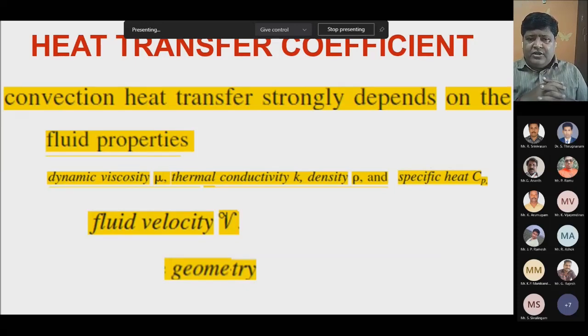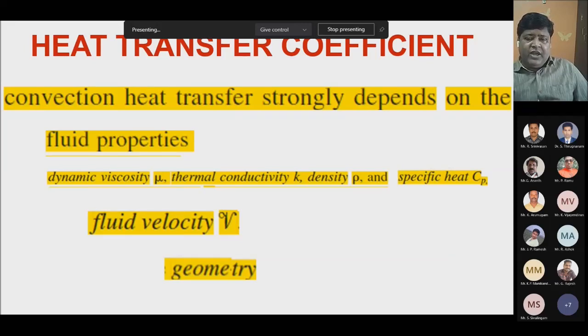So to consolidate, we can say the h depends on fluid property, flow property, and geometry. So that is mu, k, rho, Cp, and V. And the geometry is again diameter. If it is, for example, pipe flow, the diameter is the geometry, and if it is a flat plate, it is the characteristic length L. So in the geometry we can say D or L. So h depends on almost 6 properties: 1, 2, 3, 4, 5, 6. So h depends on 6 variables.